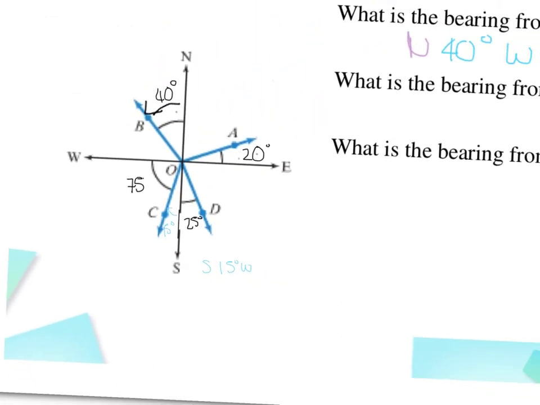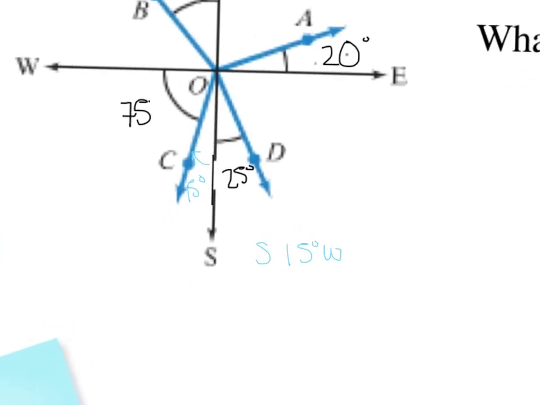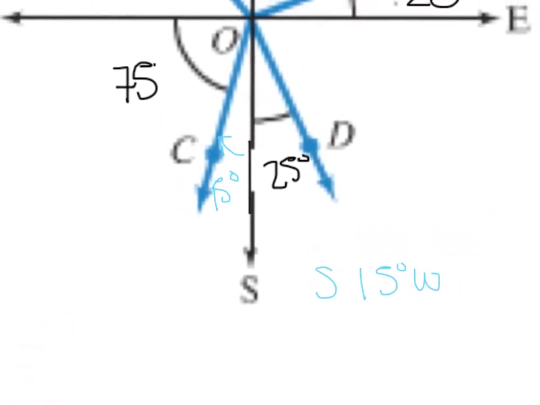Our next one says, what is the bearing from O to D? That one's not that bad because we don't have to solve the difference of the angle. Here, we're just going in this direction, O to D. Remember, O, origin to D, and we're going in this direction. We're on the south side of our north-south line. Our angle coming out from the south line is 25 degrees, and this time we're going towards the east, here in this direction.